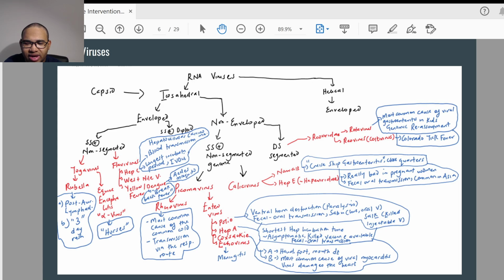And then we have the Coxsackie viruses, also under the picornaviruses. We have Coxsackie A, hand, foot, and mouth disease. Coxsackie B is the most common cause of viral myocarditis. I mean, the virus essentially damages the heart and causes a dilated cardiomyopathy.